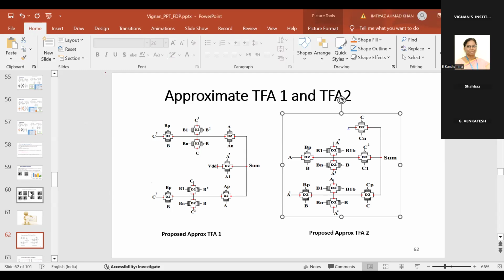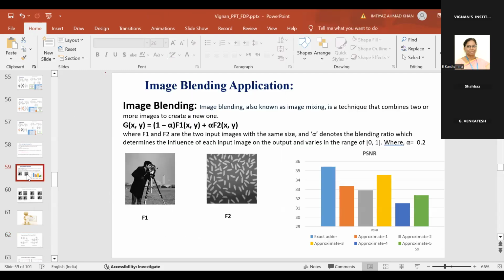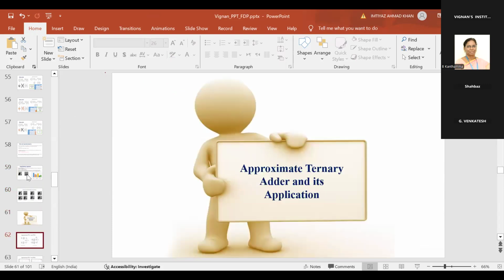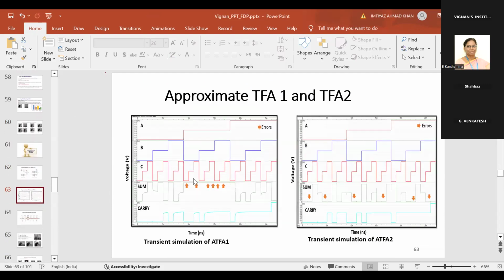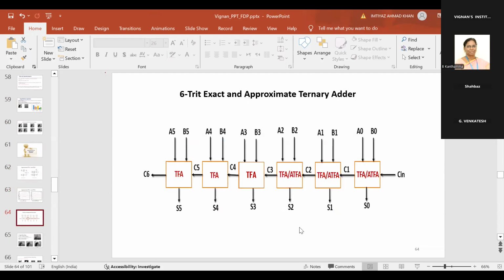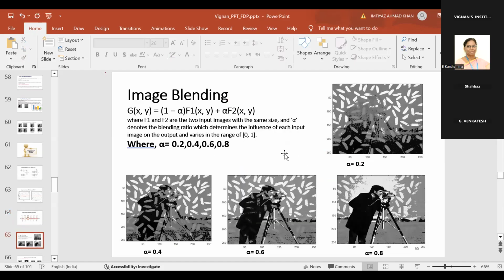After that, it will also be used in image processing. Some error has been generated, and after it will be used for image processing. Same logic, I have not approximated the whole circuit. I have approximated either this one LSB, or either three combinations, but not all six combinations. This is also the result of the approximated circuit.